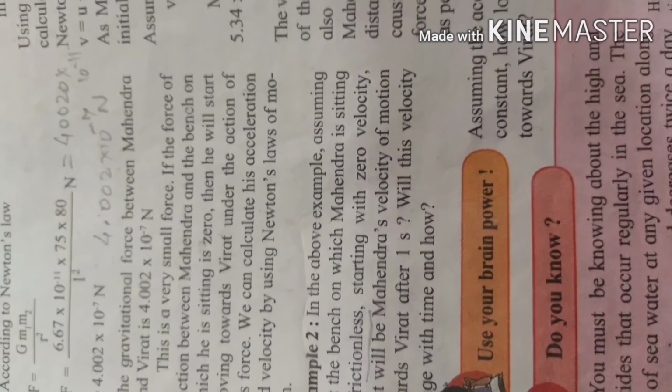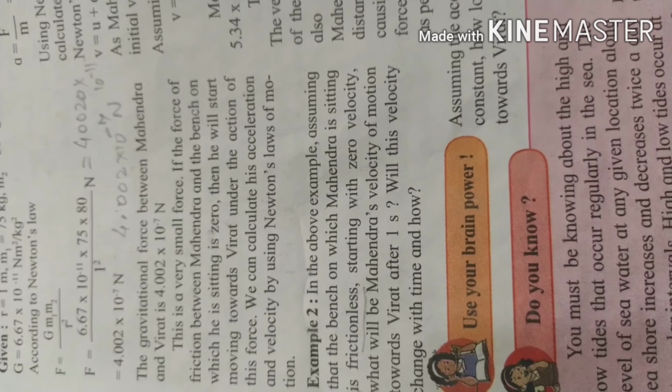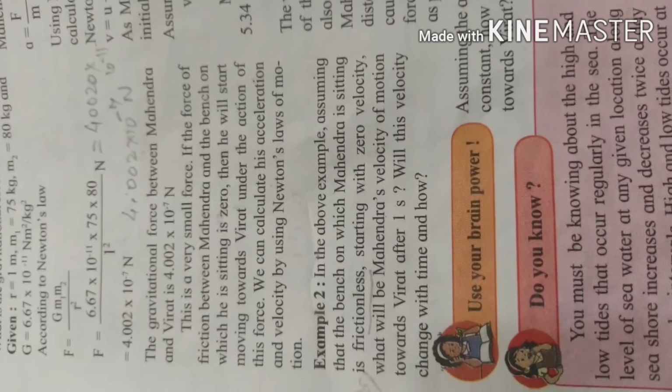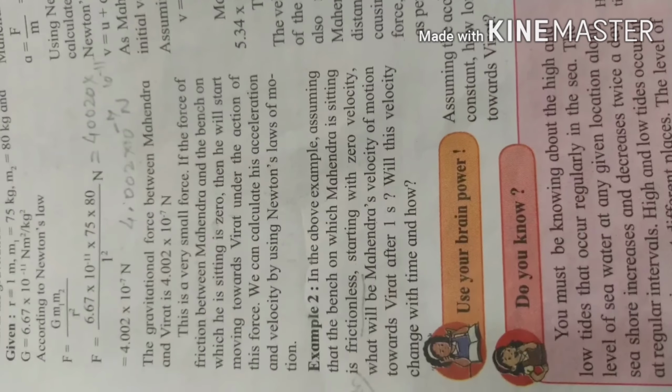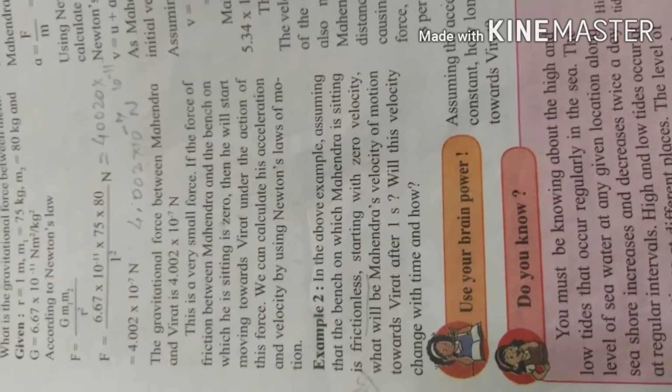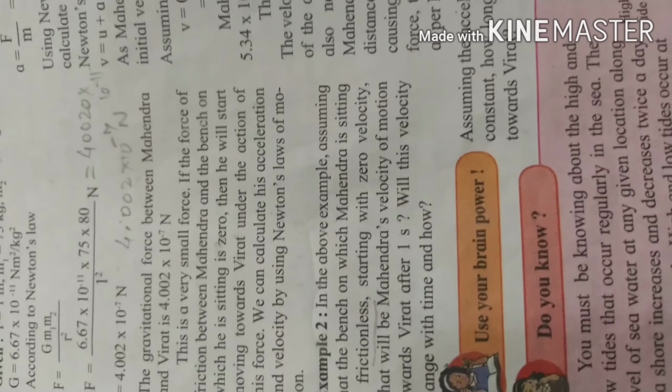Now students, we will solve the second example. In the above example, that is the first example, assuming that the bench on which Mahendra is sitting is frictionless, starting with zero velocity. Zero velocity means u is equal to 0. Now what will be Mahendra's velocity of motion towards Virat after 1 second? So time is also given to you, 1 second.